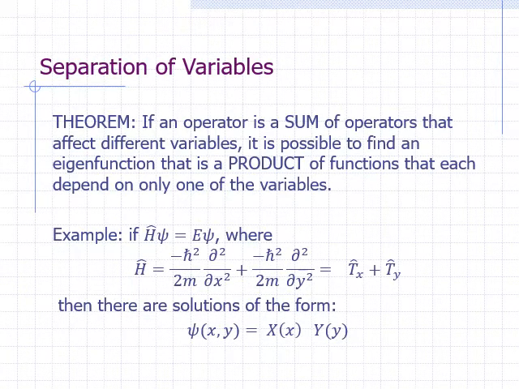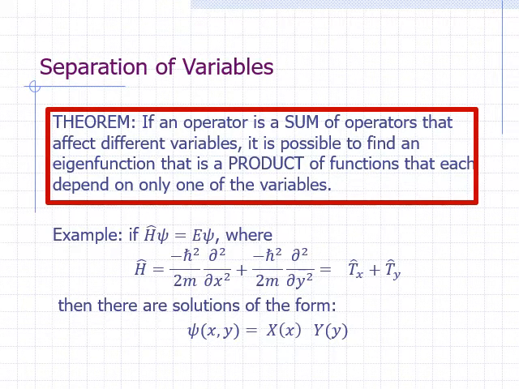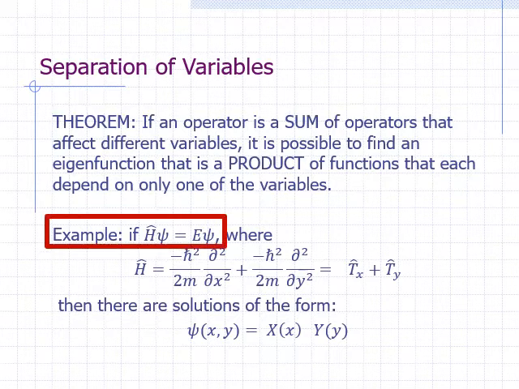We are going to use a technique called separation of variables to solve our 2-dimensional Schrödinger equation. There is a theorem that says that if an operator is a sum of operators that affect different variables, then it is possible to find an eigenfunction that is a product of functions that each depend on only one of the variables. Let's illustrate by applying it to our current problem.